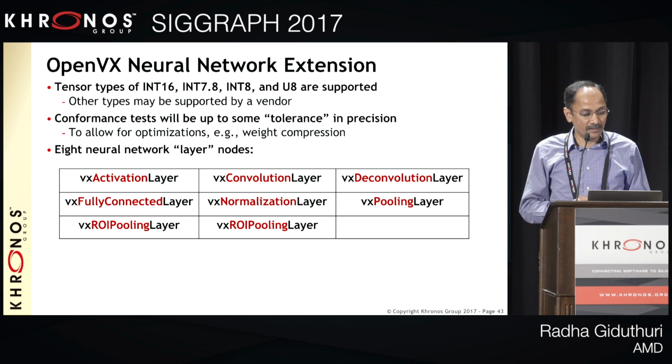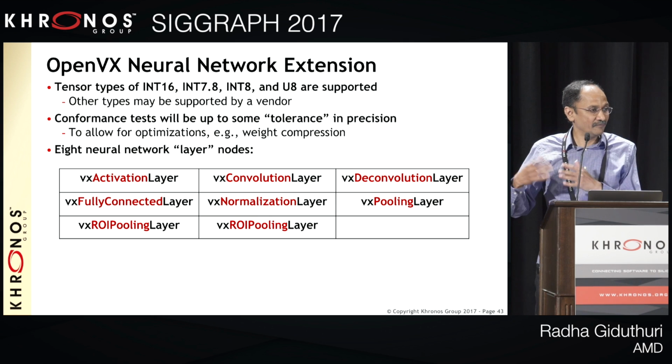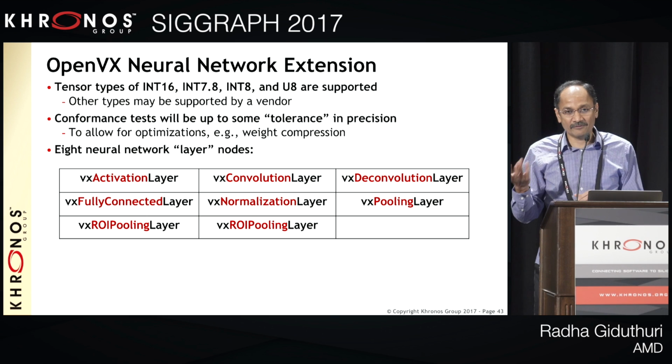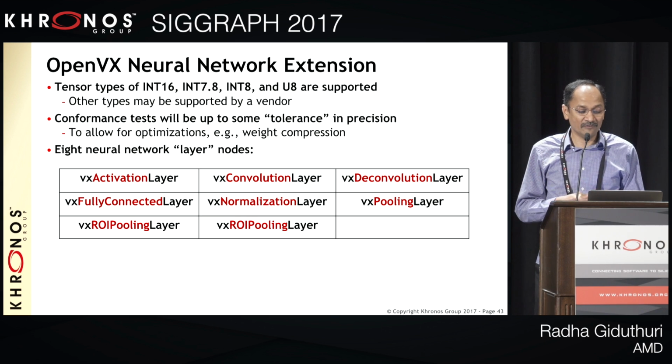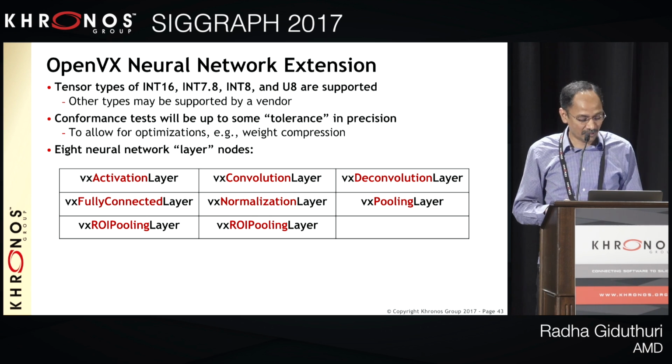And the mapping of nodes is very straightforward. We picked the names so that it's obvious. If it's an activation, you put VX activation layer, which takes an input tensor and an output tensor, and you specify what kind of activation it is. And similarly, convolution, pooling, normalization, fully connected layers, all these names are a one-to-one mapping with Caffe. If you're familiar with Caffe or any other existing frameworks, you'll be very familiar with the OpenVX naming convention there.